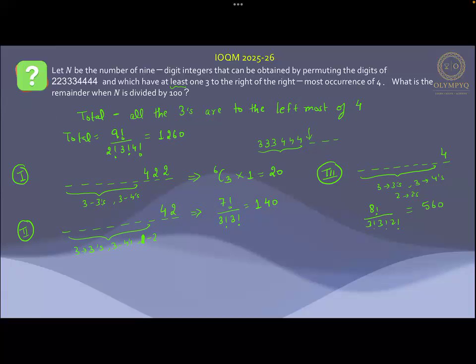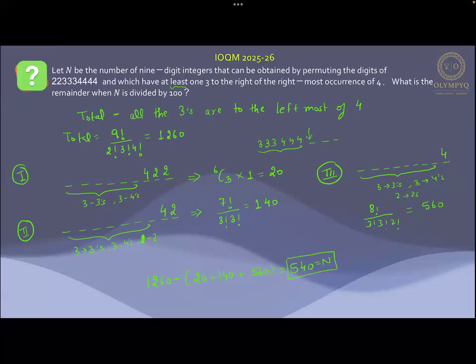Now the total number of numbers came out to be 1260. The cases in favor of all the threes coming to the left of the 4 will be 20 plus 140 plus 560. So this is going to come out to be equal to 720. Now this will be the value of N.